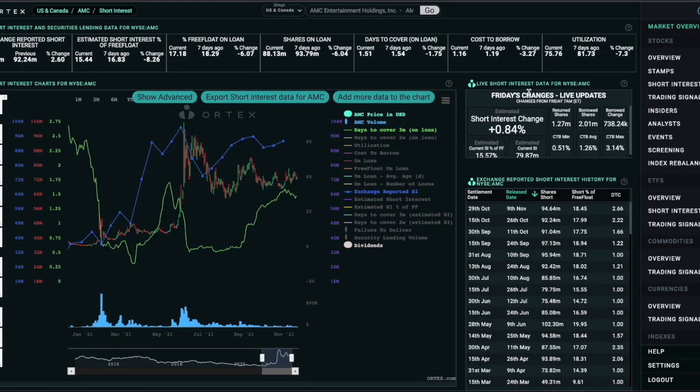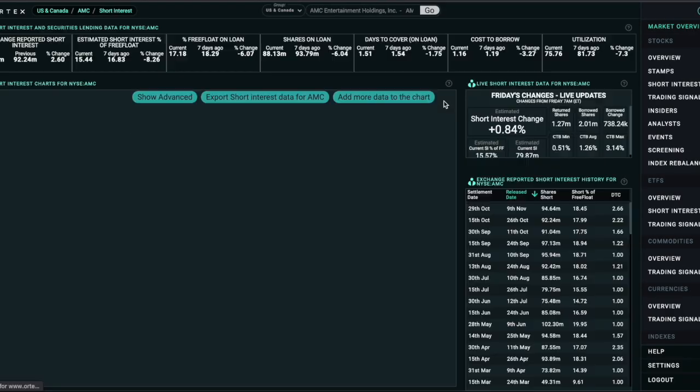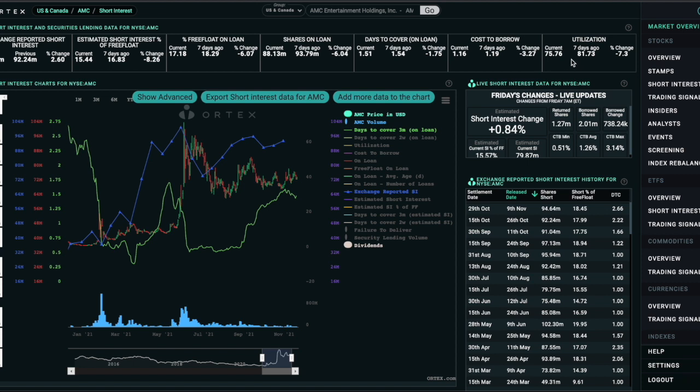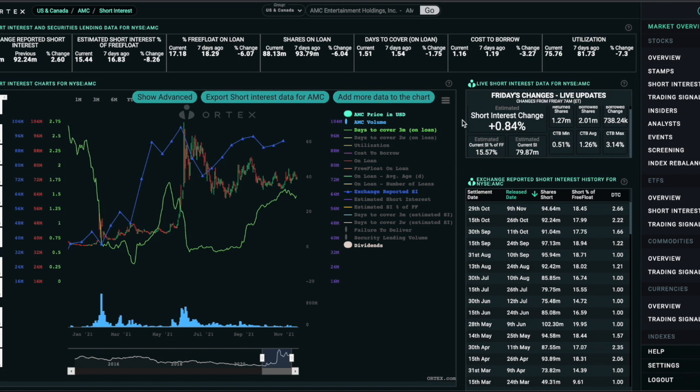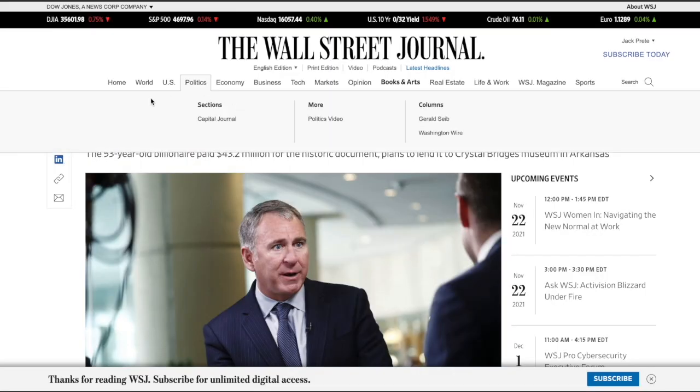So when we come over to Ortex right here, let me just refresh this real quick. We see utilization 75.76%. Now, again, we're going to have to wait until the exchange reported short interest comes out again to see if these utilization numbers and estimated short interest numbers are going to change. But we've seen a steep decline recently as we're heading into the end of the year in some of these numbers, but we haven't seen it necessarily reflected in the price action. We're seeing the short interest fall a little bit over the last week from that 17% range all the way into that 15.57% range. But we're going to go over how this is possible in a little bit. But again, when we come over to this article right here, this is just kind of comical.